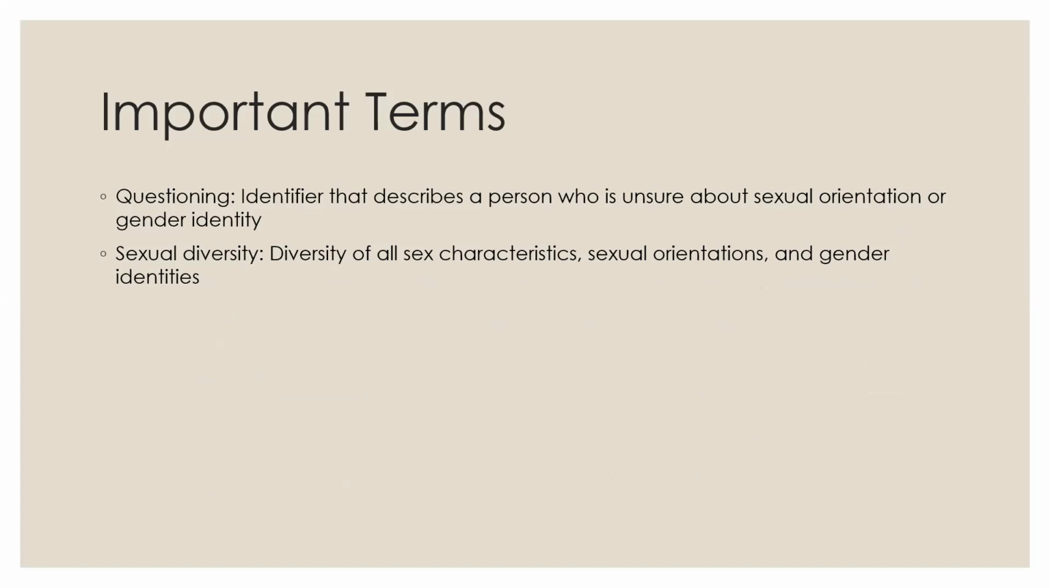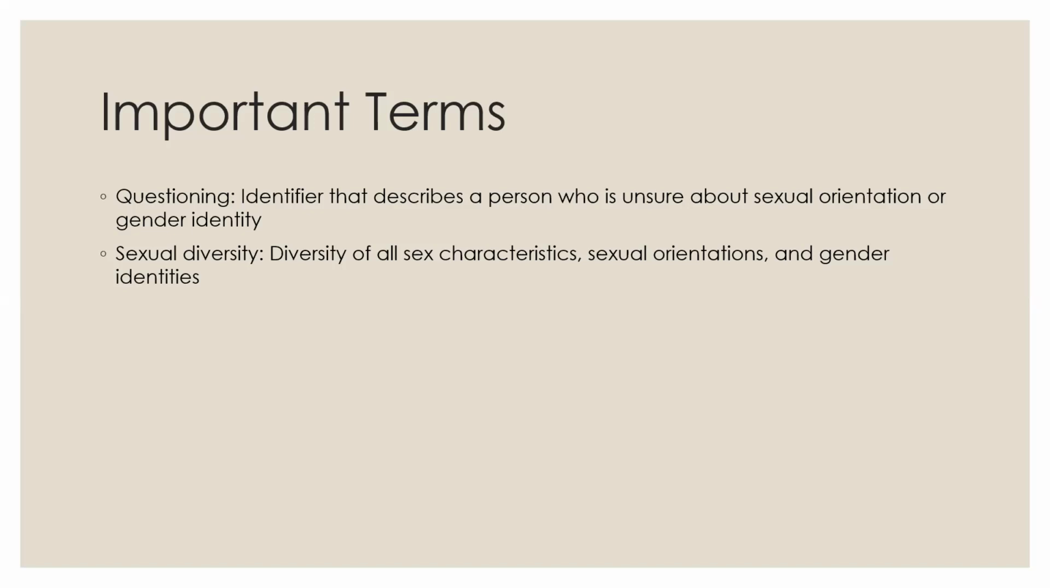Questioning. So this identifier is used to describe a person who is really unsure about their sexual orientation and their gender identity. This is really where a person is not sure if their sex assigned at birth and their gender identity at that point are very congruent. So there's some uncertainty about that. There's also some uncertainty about someone in terms of sexual orientation. They may not be fully certain about their romantic or sexual attraction towards a certain gender or genders, what you may have.